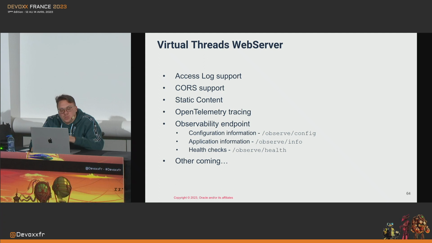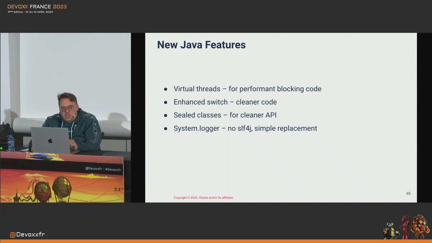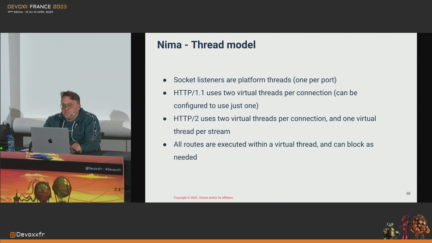And what is good? That it's all based on the newest features of Java: virtual threads, of course, enhanced switching, sealed classes, System.Logger. That means that we don't have any legacy behind us. We use the newest features, and as a result, the thread model is this: for HTTP/1 and HTTP/2 we use two virtual threads per connection and one per stream, and all the routing goes through virtual threads.